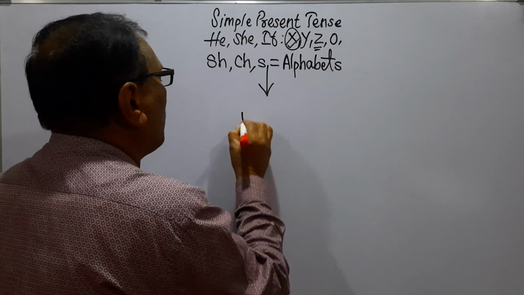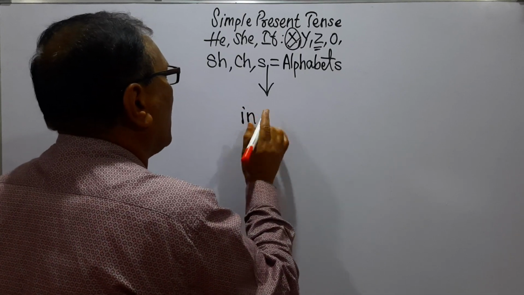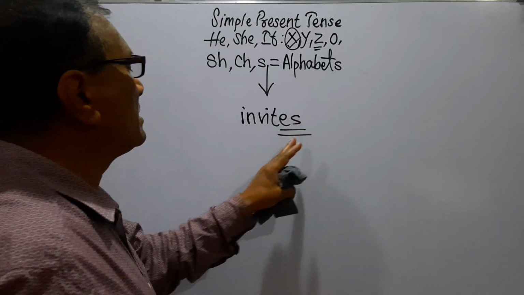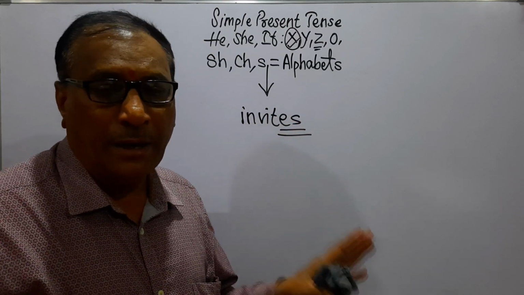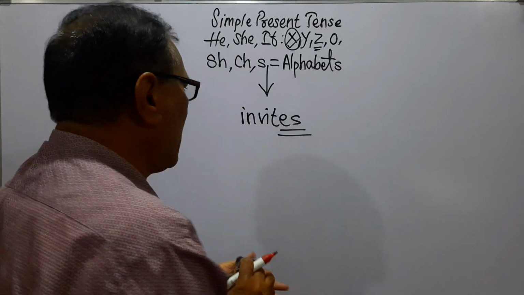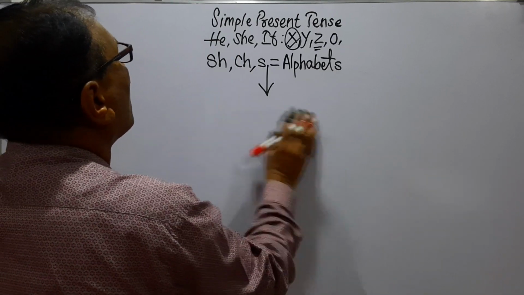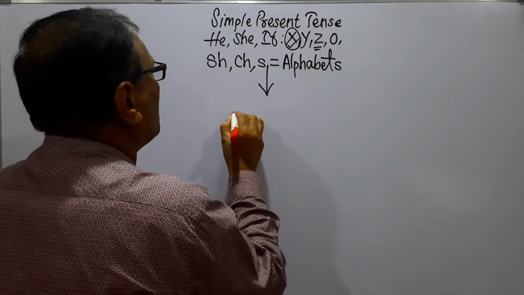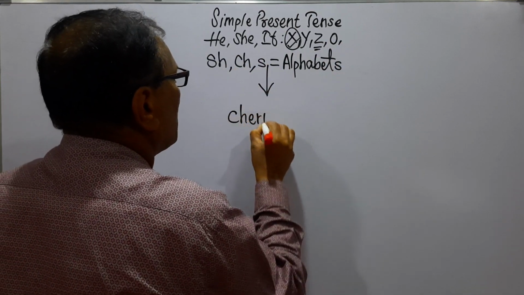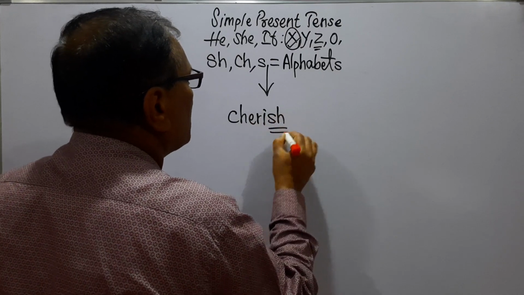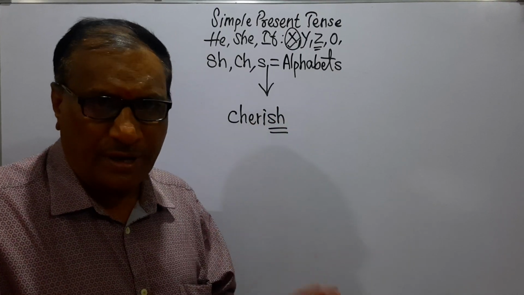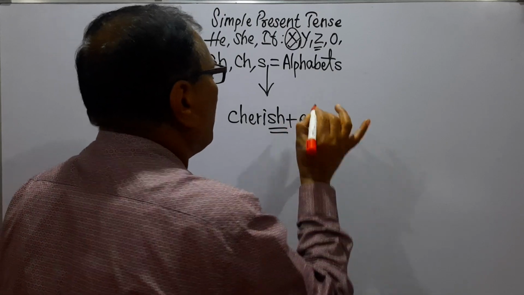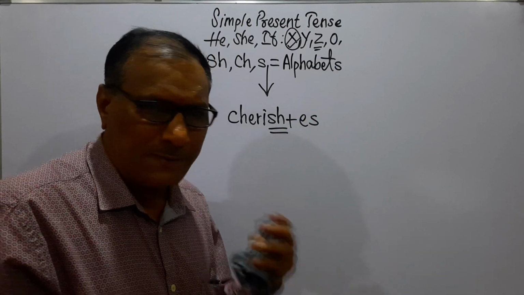Suppose, invites is there, invites. So, remember here is the ES suffix, so the negative will be does not invite, like this. So, remember we can do like this. So, now SH means, now, cherish. Cherish, remember, here are the SH alphabets at the end of the verb. So, I will add ES. So, it became cherishes.